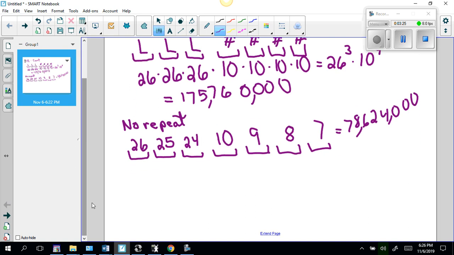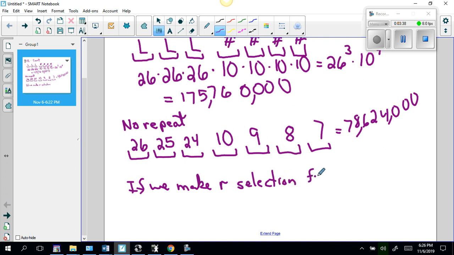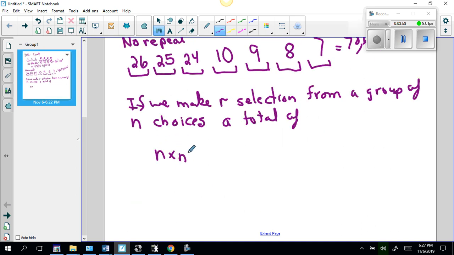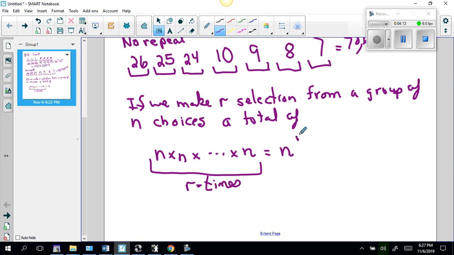So what we have here is, if we make our selections from a group of n choices, a total of n times n times dot dot dot times n, r times, equals n raised to the r.